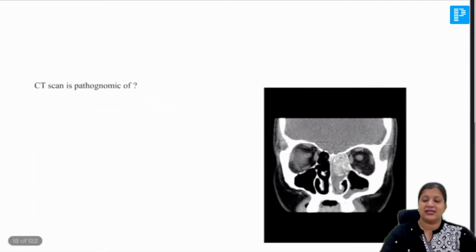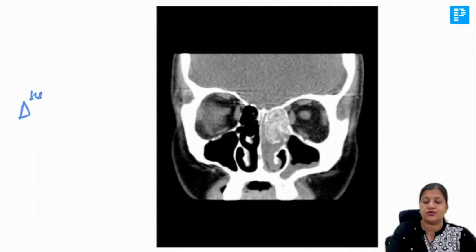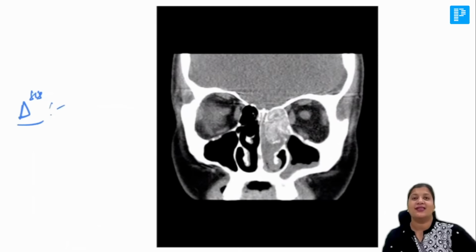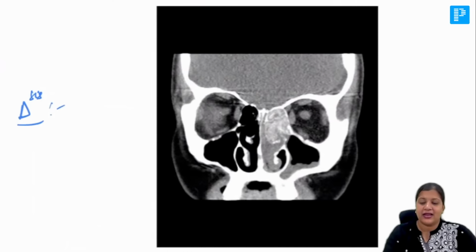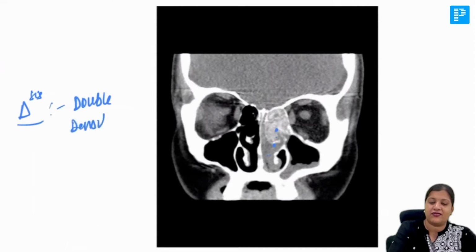What is this CT scan pathognomonic of? You see here? What is this CT scan showing to you? As soon as you see this scan, your diagnosis should be fixed in the mind. What is the diagnosis that we're discussing here? You're seeing that there are areas which are light gray and areas which are dark gray. Can you tell me what are these? There are 2 different densities. Yes, heterogeneous or double densities is a feature of, I'm waiting for your answer.